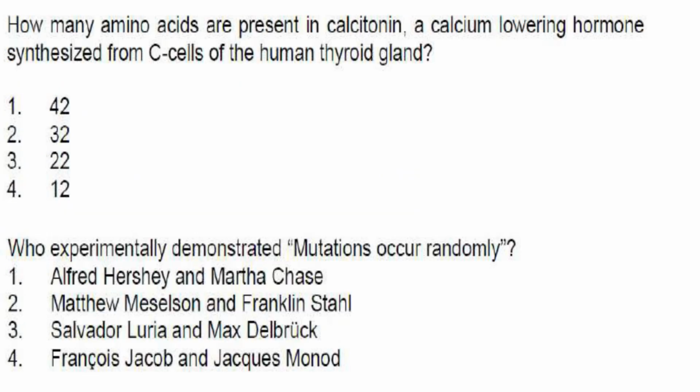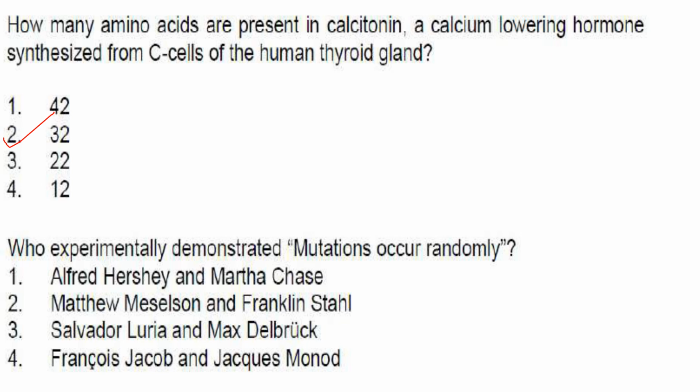Then how many amino acids are present in calcitonin, a calcium lowering hormone synthesized from C cells of the human thyroid gland? It is 32. Answer is option 2. Then who experimentally demonstrated mutations occur randomly? Alfred Hershey and Martha Chase. They were involved in transformation principle, that is DNA as the genetic material. Then Meselson and Stahl, again in DNA replication is semi-conservative.